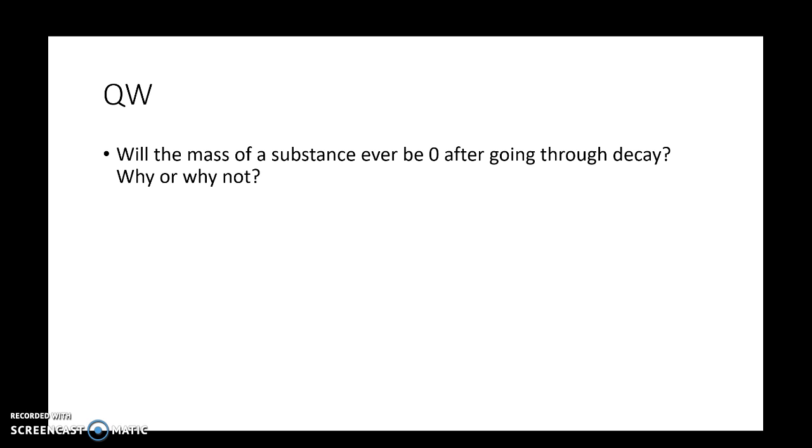Now, you can get to a point where you have like 0.22 zeros and then a 1, and not many scales are going to pick that up. They would just say it's 0. But in theory, because atoms are so little, there will always be something left over.